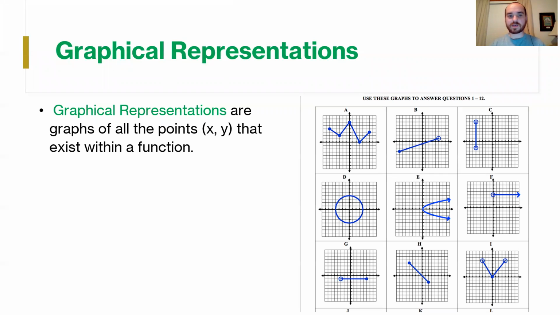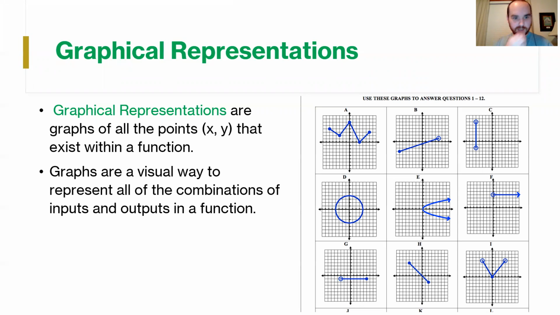Here's a bunch of examples of different graphs. Now, not all of these graphs are functions. There are three that are not actually functions. And while I'm talking, try to identify those. I'll talk about it just in a second at the end of this.